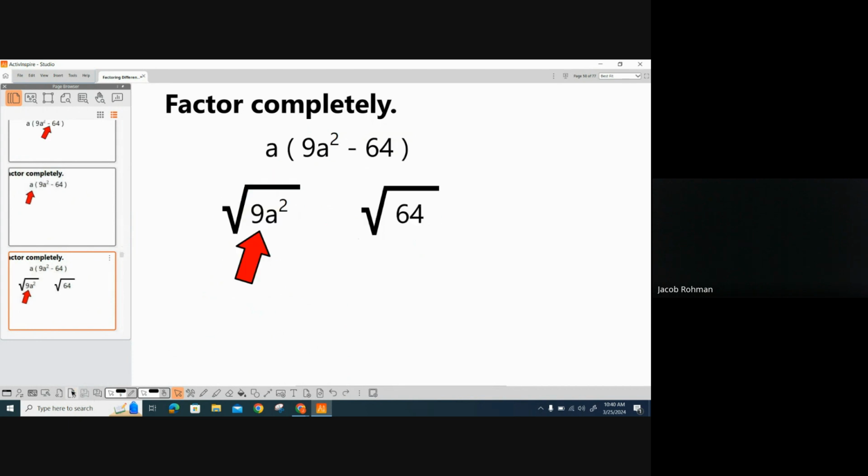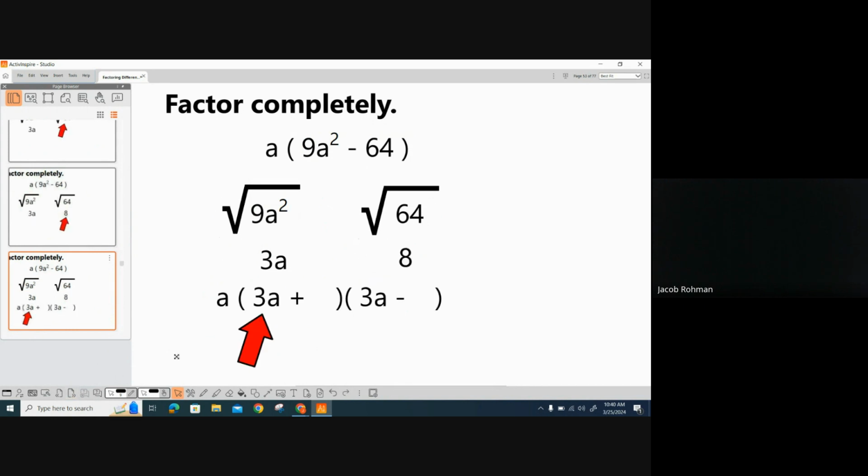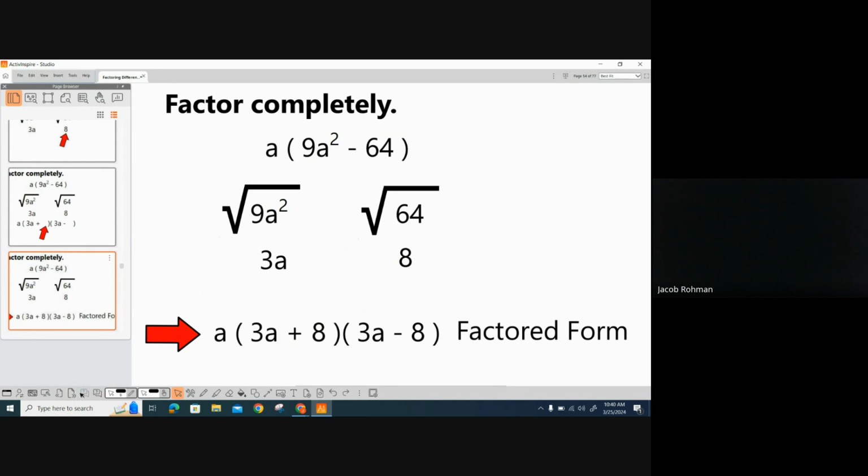Okay, so we're going to square root each of the 2 terms. So 9a squared is going to square root to be 3a. And then square root of 64 is going to turn into 8. So now we can create the binomials. 3a goes in the first spot, and then the plus minus sign. And then the 8 is going to go in the second spot.